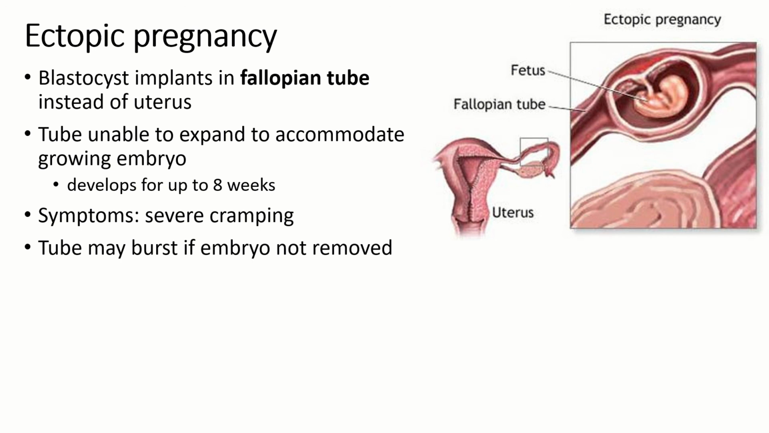A woman who has an ectopic pregnancy will have severe cramping. She may have bleeding. They do sometimes miscarry or spontaneously abort on their own. More often than not, they have to be removed surgically. Now, here's the important thing to know. If this isn't removed, the fallopian tube will burst. A woman can bleed out and die of internal bleeding as a result of a ruptured ectopic pregnancy, a ruptured fallopian tube.